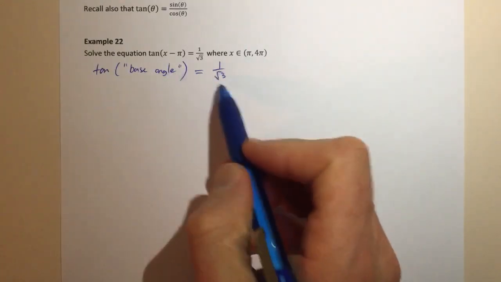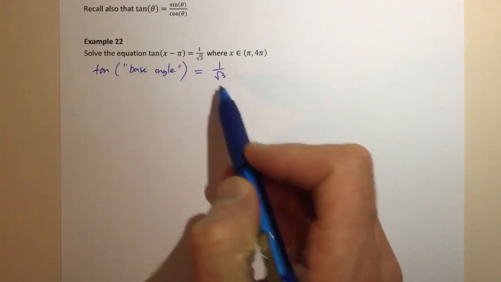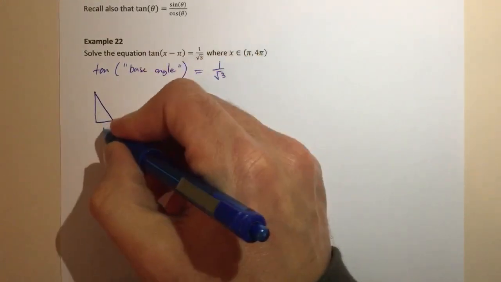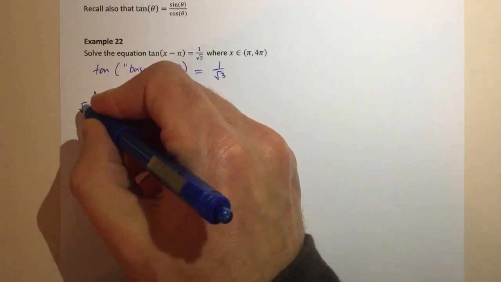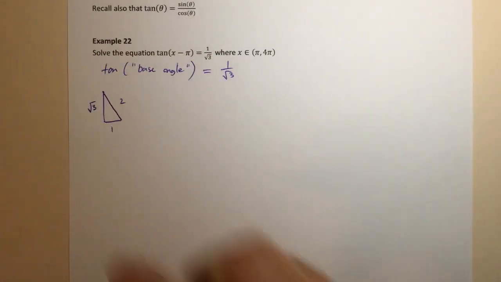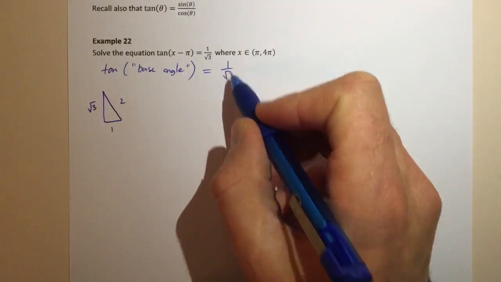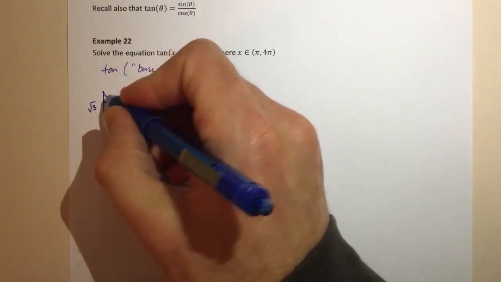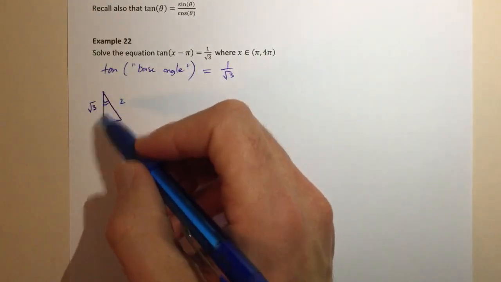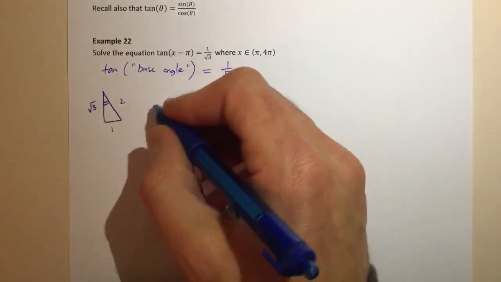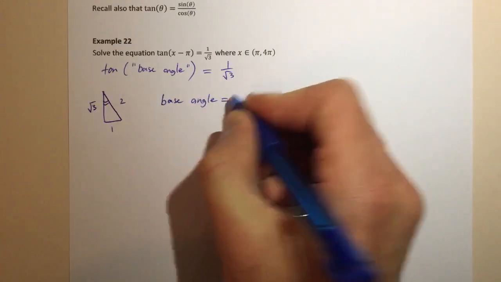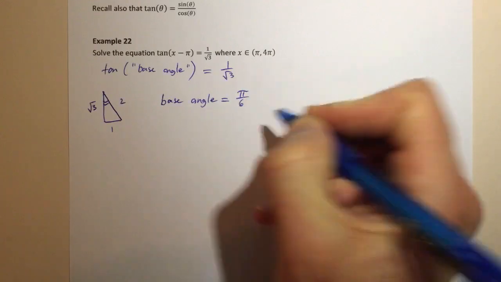Well, tan of what angle equals 1 on root 3? If I'm not sure what that is off the top of my head, I'm going to sketch my triangle that has 1 and root 3 in it. Now remember that tan is equal to opposite over adjacent. So if 1 is the opposite and root 3 is the adjacent, then my angle must be up here, right? And that angle in the triangle is pi on 6. So my base angle, so to speak, is equal to pi on 6.